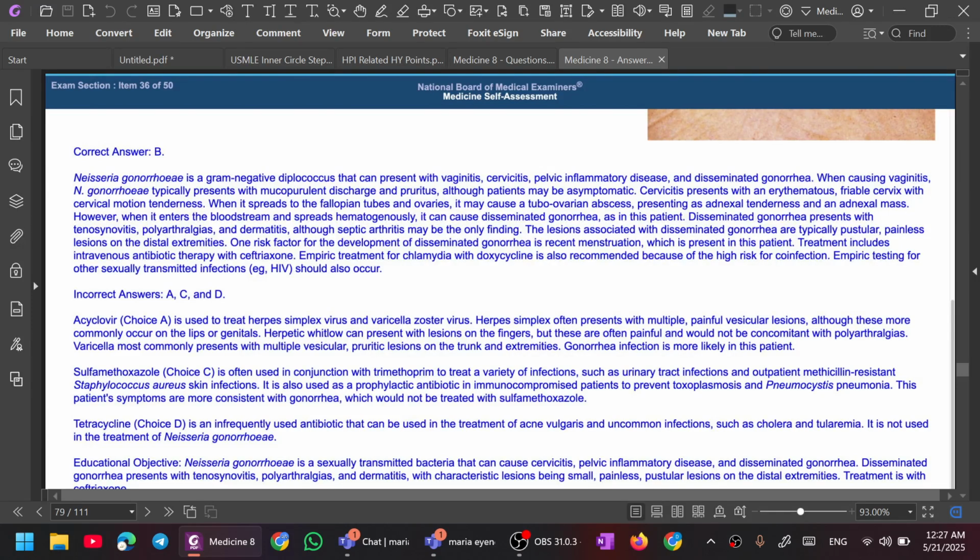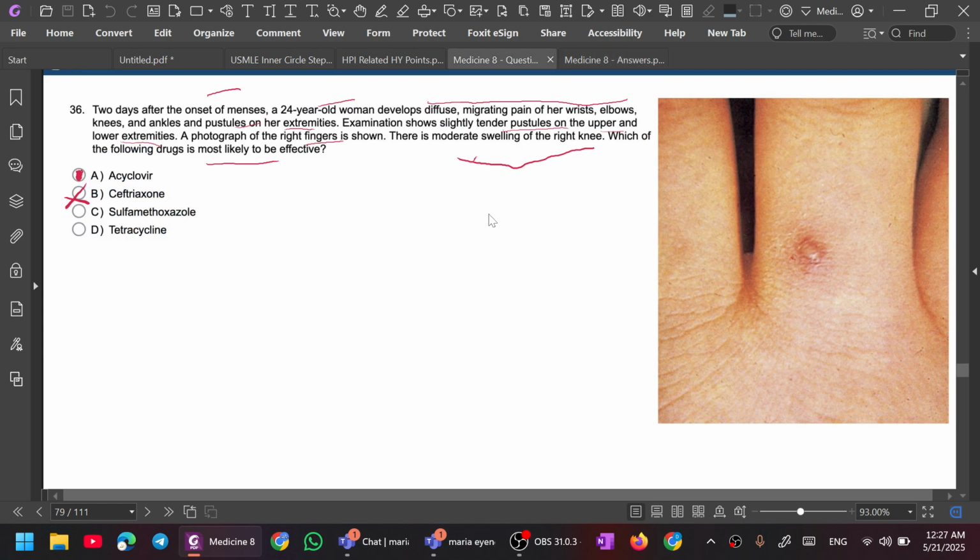Hmm, interesting. They say the pustules are painless, but here they say that the pustules were painful. Tender, yes. What is the clue you have found in this question? Like polyarthralgia and tenosynovitis.